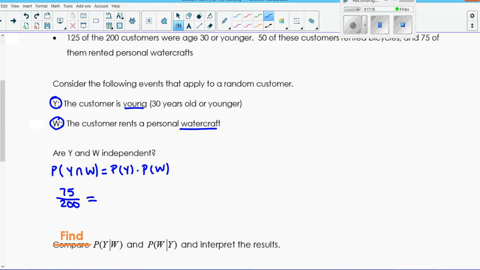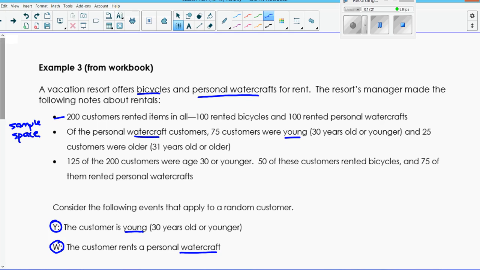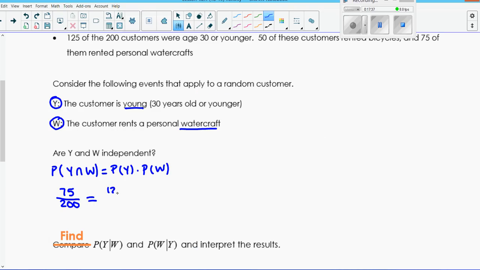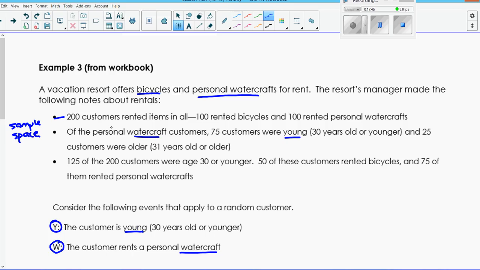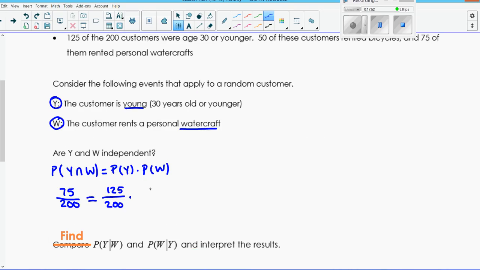Now I need to look back and look for how many people were young. Let's see. My third bullet point says 125 of the 200 customers were age 30 or younger. So 125 out of 200. Now I'm looking for how many people rented a watercraft. If I go back up to the very first one, it says there were 200 customers, 100 rented bicycles, and 100 rented watercrafts. So that would be 100 out of 200. So 100 out of 200.